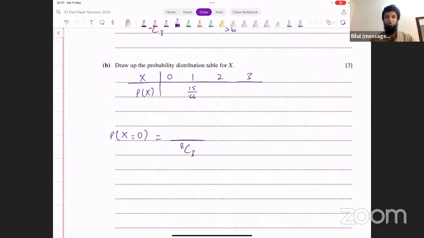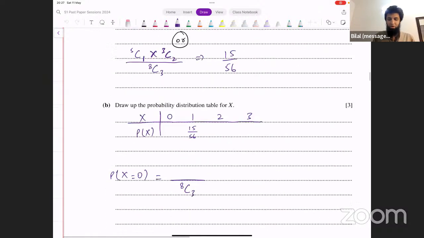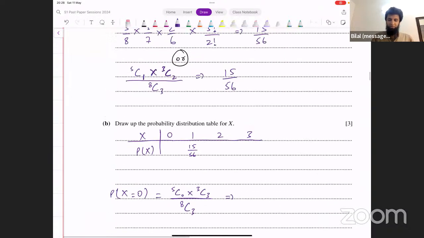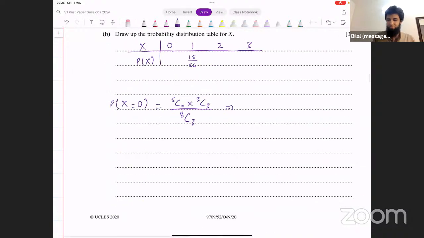In the numerator, if you want no red balls, what does that mean? Out of 5 red balls, you select 0. 5C0. Out of 3 blue balls, you select all 3. And that will give you this first probability. That's 1 into 1 divided by 8C3. What was 8C3? 8C3 was 56 here. This is 1/56. And then probability of X equals 2. What would that be? Out of 5 red balls, select 2. Out of 3 blue balls, select 1. Divided by 8C3. And that will give you something. 10 into 3, I think that's 30/56. And then you can do the same thing for X equals 3 as well.